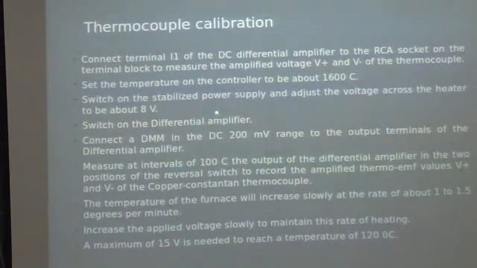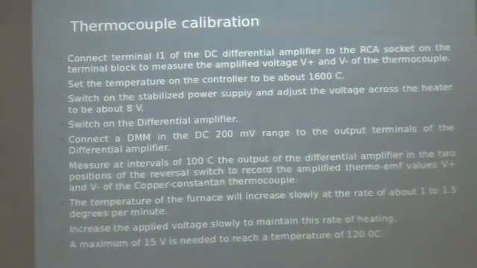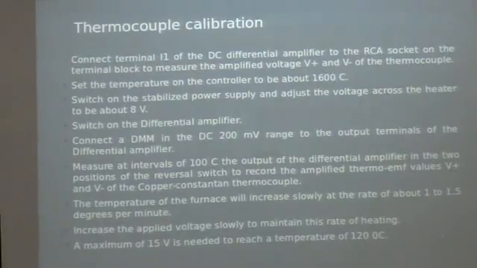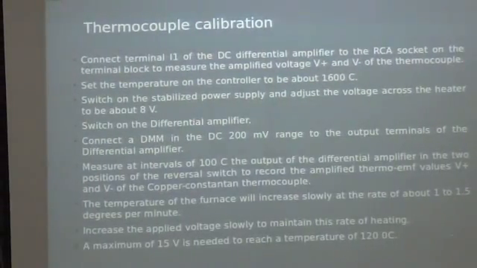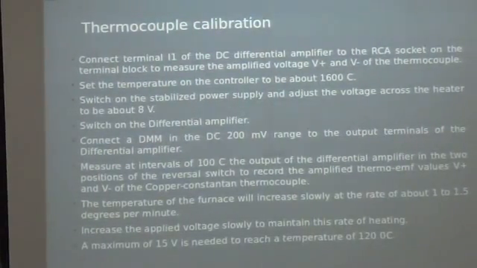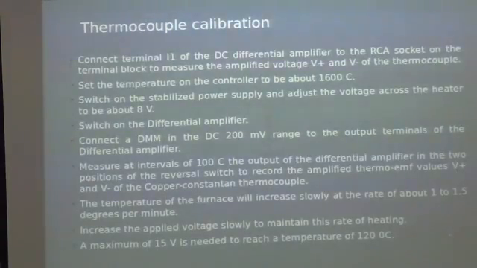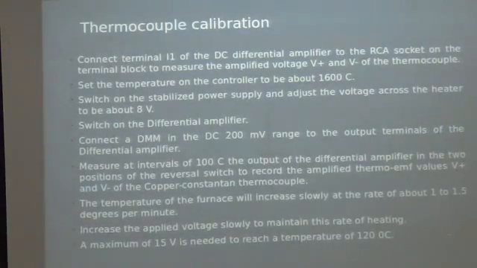So we have to switch on this DMM. You know about the differential amplifier. So we connect the two ends of a copper constantan thermocouple to one terminal of a DC differential amplifier, and by using a digital multimeter in DC 200 millivolts, we measure the voltage as a function of temperature. And again we do the same thing. That means we have to regulate the voltage in such a way that the temperature of the furnace rises 1 degree centigrade or 1.5 degree centigrade for every minute.